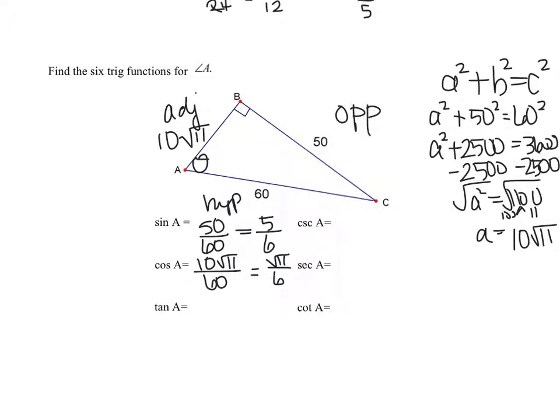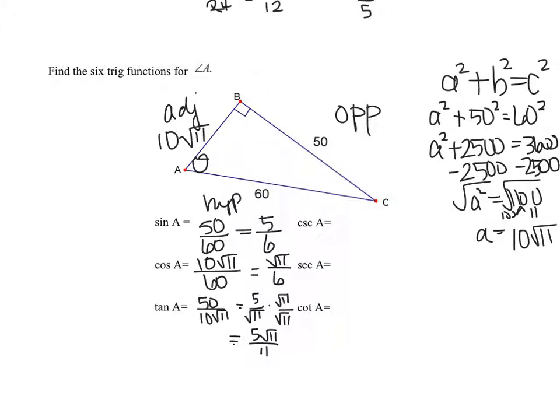And then tangent, which is opposite over adjacent, which is 50 over 10 square root 11, which becomes 50 over 10 simplifies as 5 over square root 11. Now, if you remember, we don't like to leave square roots in the denominators of fractions. So I'm going to rationalize the denominator by multiplying the top and bottom by square root 11. So my tangent ratio is going to become 5 square root 11 over 11.